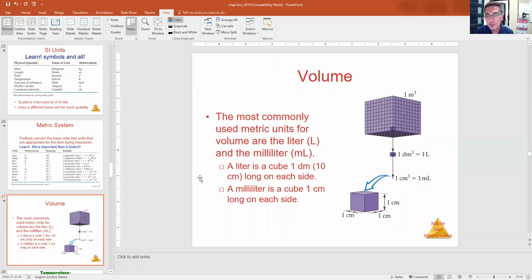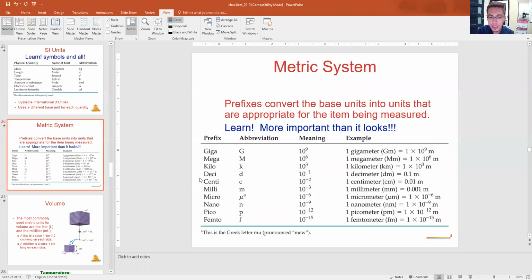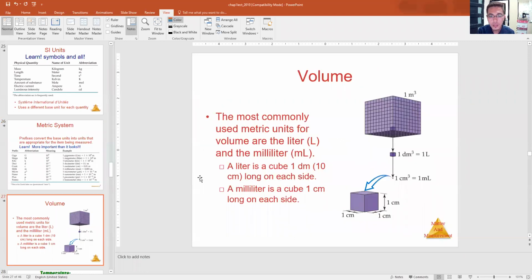So volume is the most commonly used metric, with units per volume in liters and then milliliters. A liter is a cube, 1 dm on each side. A decimeter is 10 centimeters long on each side. So that is what you see on the right side in the picture. A milliliter is a cube of 1 centimeter on each side.